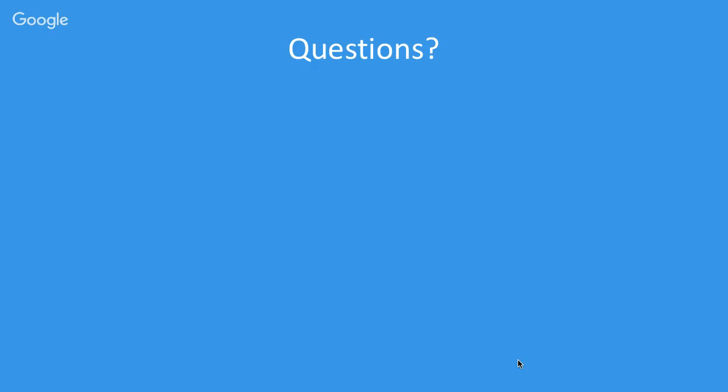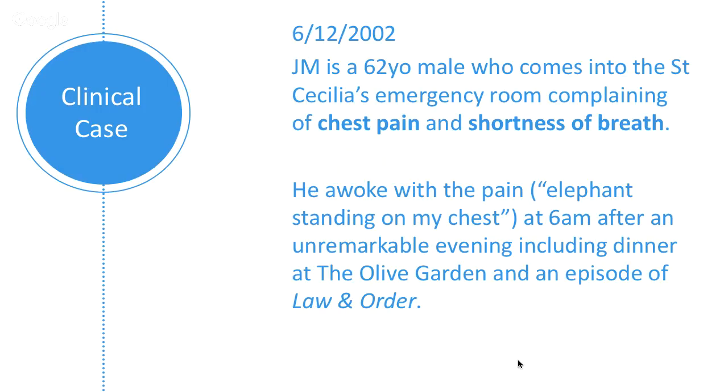Okay. All right. So we are going to dive into our first clinical case of the day, of the semester. And this is the story. It is June 12th, 2002. Patient JM, privacy reasons and all that. Patient JM is a 62-year-old male who comes into the St. Cecilia's emergency room complaining of chest pain and shortness of breath.